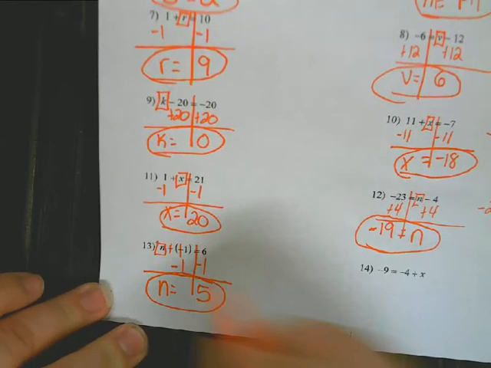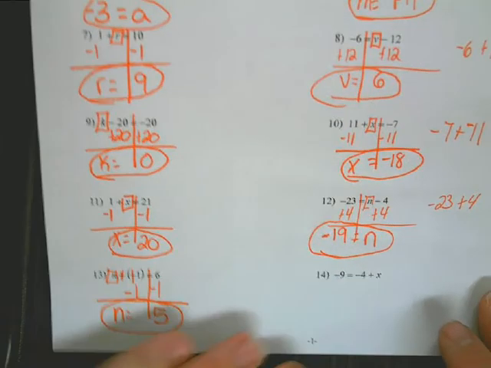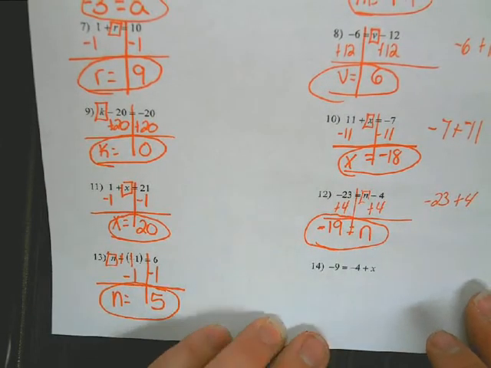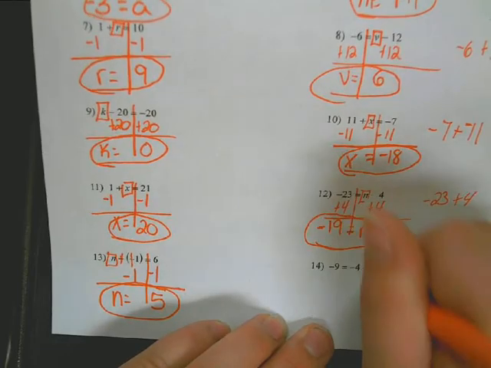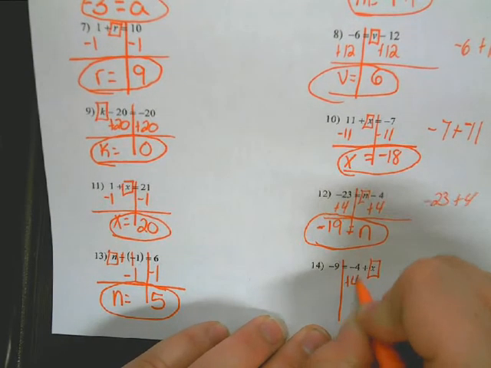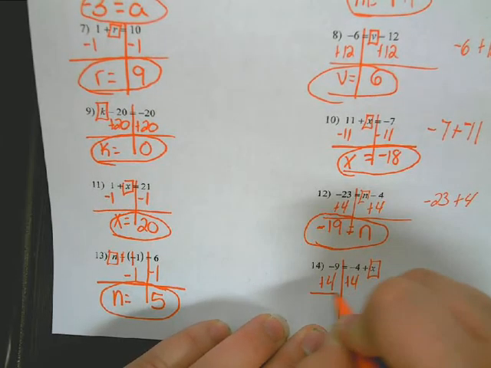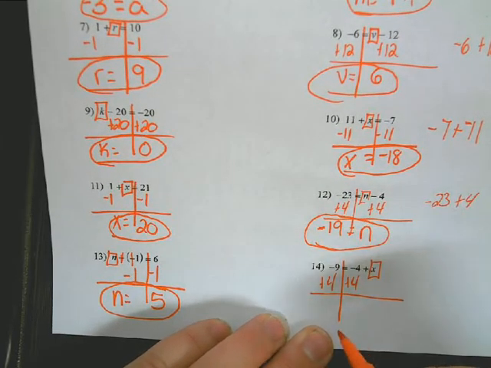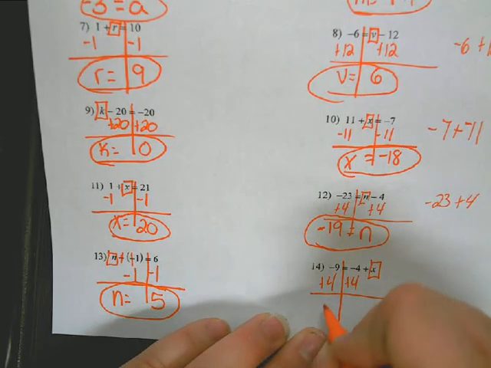Alright, let's look at number 14. Box your letter, draw your line. Plus 4 on both sides. So I have negative 9 plus 4, which is, yep, subtract. 5. Positive or negative? Negative. Negative 5 is equal to X.